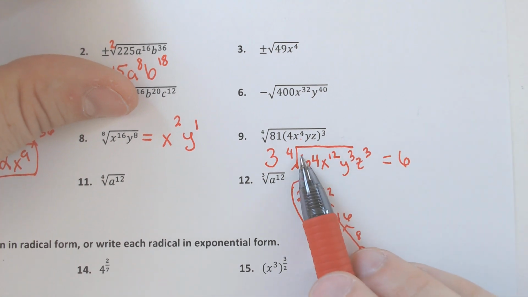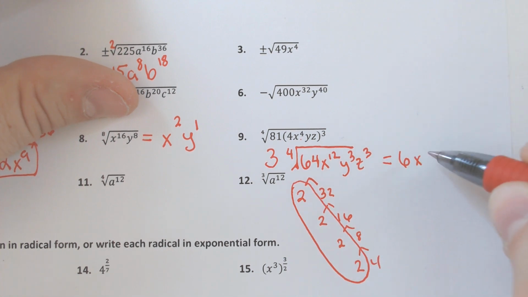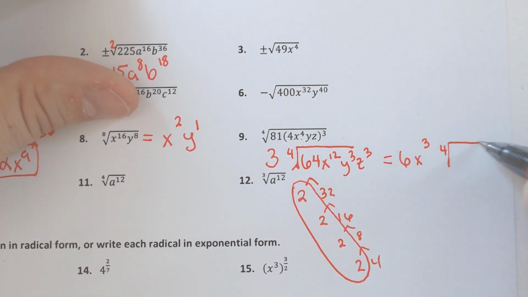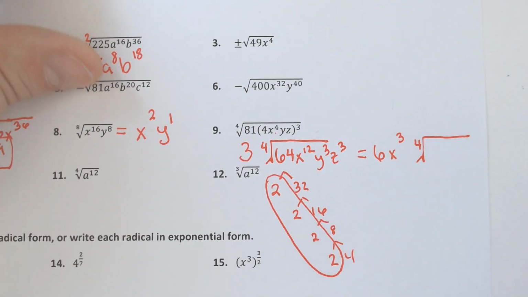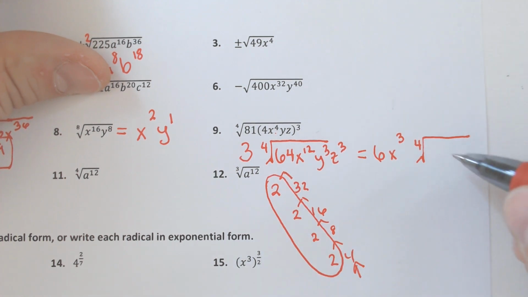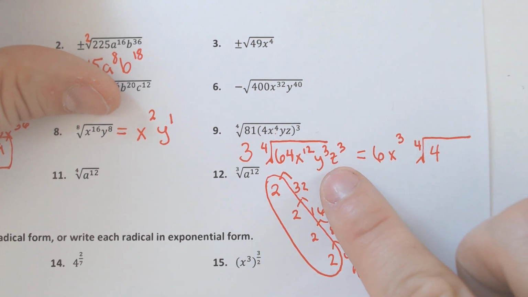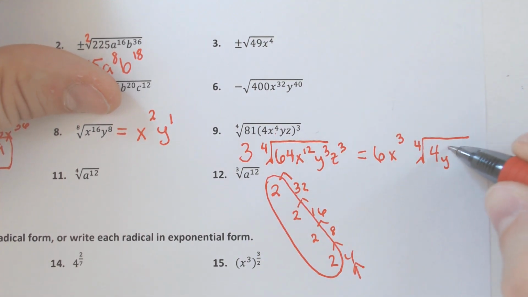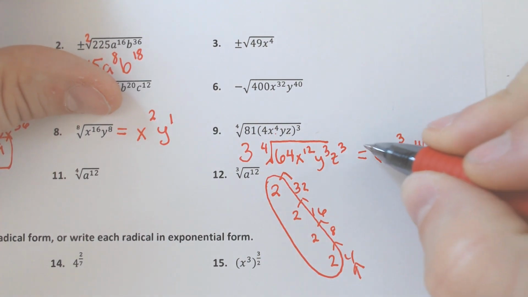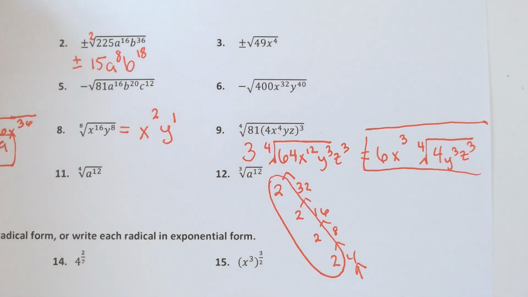And I'm also going to deal with my variables now. The 4th root of x to the 12th power is going to be x to the 3rd. But nothing else simplified. So I have to keep everything else underneath the square root symbol, the 4th root technically. And what is left is this 4, because it did not break down and did not have 4 of a kind, and the y to the 3rd and the z to the 3rd. So this is the official answer for that one. So that one was difficult.